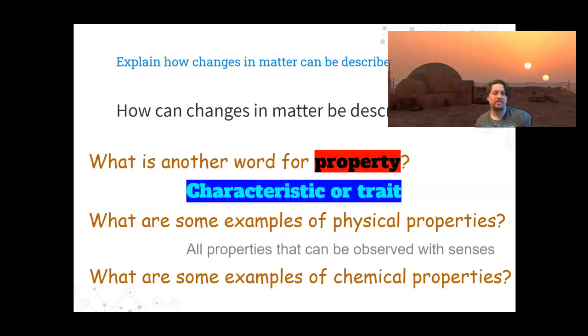Some physical properties would be something that you could observe with your senses. You could see it, you could smell it, you could taste it, you could hear it. And chemical properties are things like the ability to rust or burn or change color.